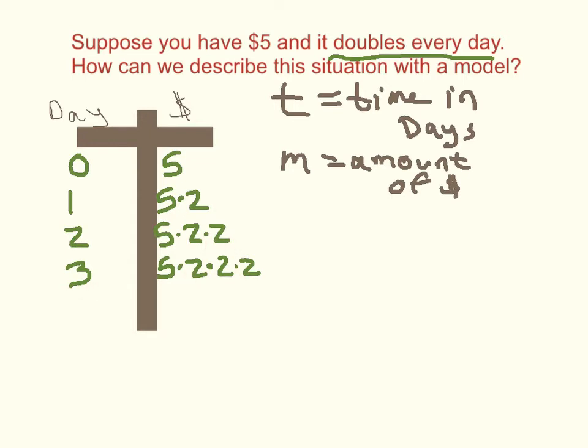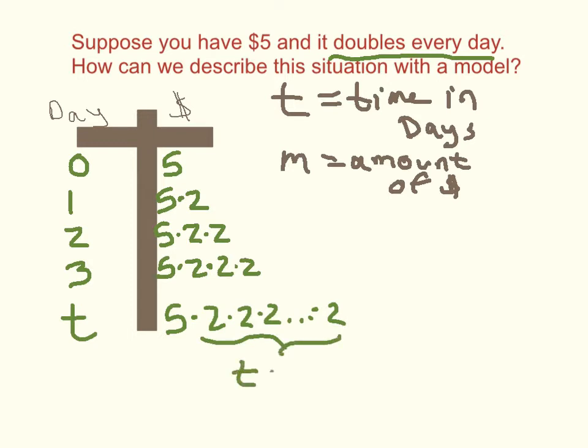So if you follow this pattern, if I say a particular time t has passed, how much money are we going to have? Well, we're going to have 5 times 2 times 2 times 2 and so on. This is going to happen t times.